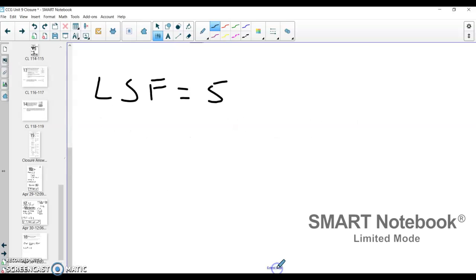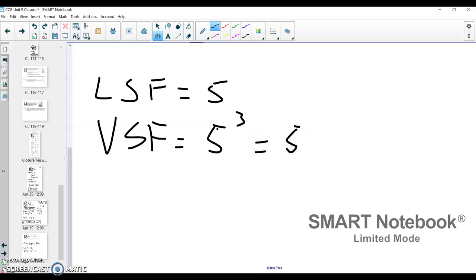which means I can find my volume scale factor, and that would be 5 cubed, because your linear scale factor cubed gives you volume scale factor, and that gives you a volume scale factor of 5 times 5 times 5, which 5 times 5 is 25. 25 times 5 is 125.